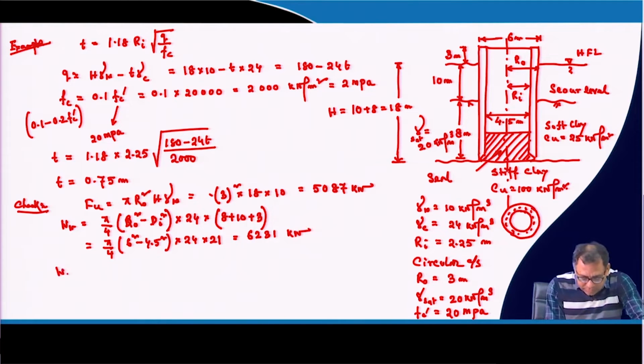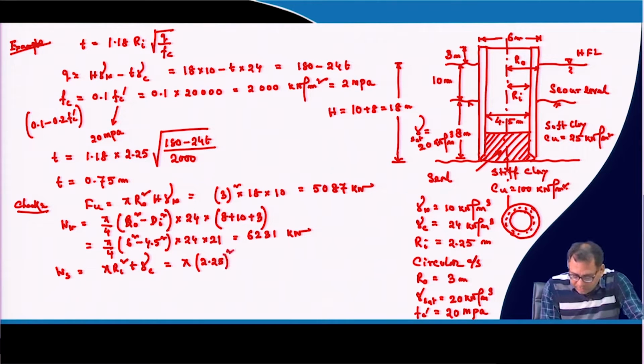Okay. Now, the weight of the seal, that is pi ri square into t into the unit weight of the concrete. This is pi into 2.25 square into 24, the unit weight of the concrete, and the thickness provided is 0.75 meter. So, this is equal to 286 kilonewton.